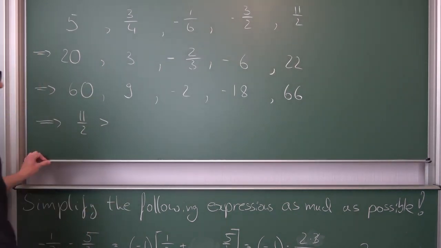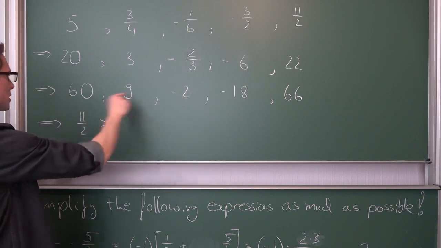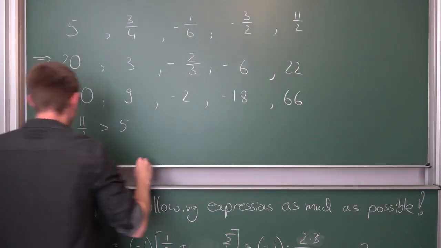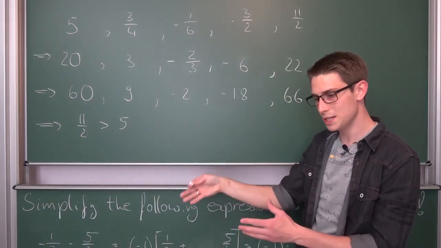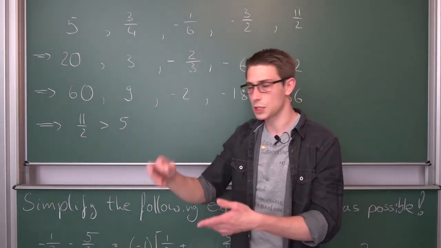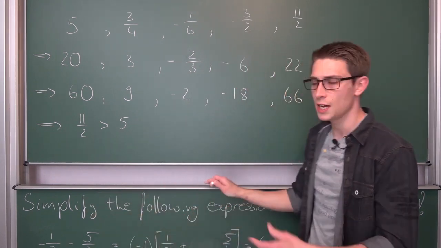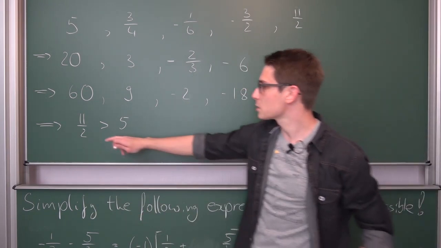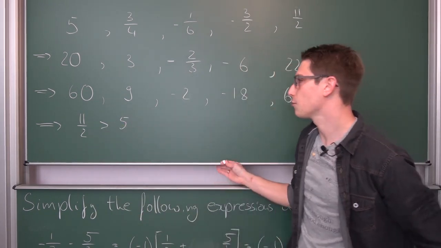It's greater than, well, after 66 comes 60. 60 corresponds to 5. And this is indeed the case because 11 over 2 is a bit more than 10 over 2, which is 5. This is 5.5. Decimal stuff, we are going to talk about this in a completely different playlist, alright? So 5.5 is indeed greater than 5.